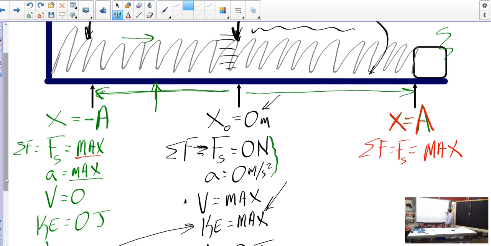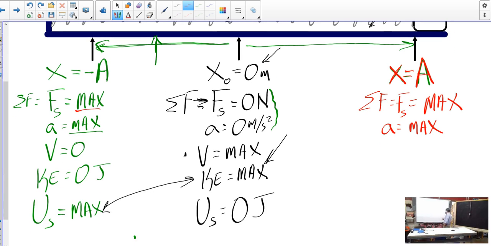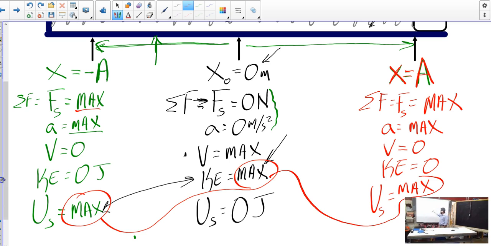What else do we know? Well, if its force is at a maximum, its acceleration must be at a maximum. But out here, we've already mentioned that it stops, so its velocity is 0, and therefore its kinetic energy is 0. And lastly, all that potential energy is back. All that potential energy that it had here has spent some time as kinetic, and then is now back in the form of all potential.